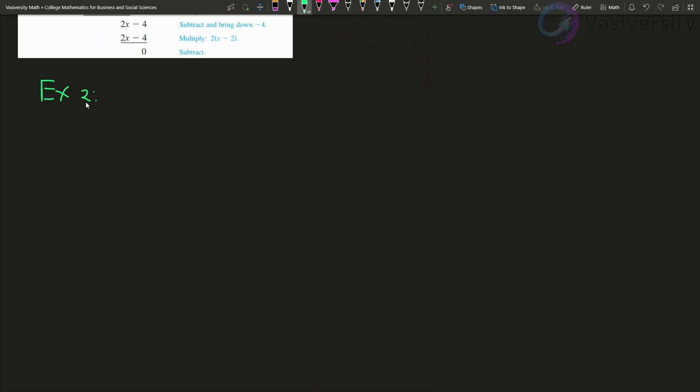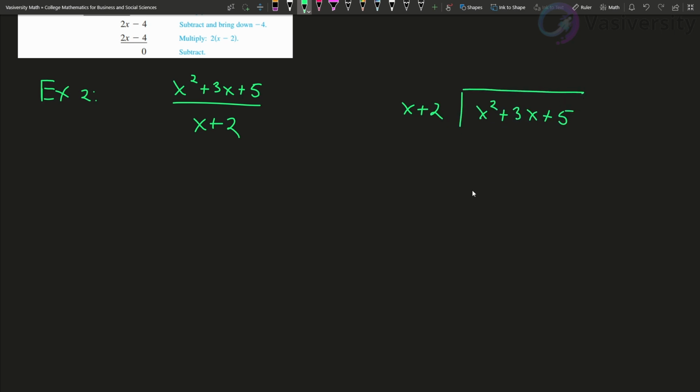So example 2, we're going to have x squared plus 3x plus 5 divided by x plus 2. Okay, so let's write it down as a long division. So we're going to have x plus 2, then x squared plus 3x plus 5. Okay, and once again, our first step is to divide this x squared by x. So we're going to get x, right?